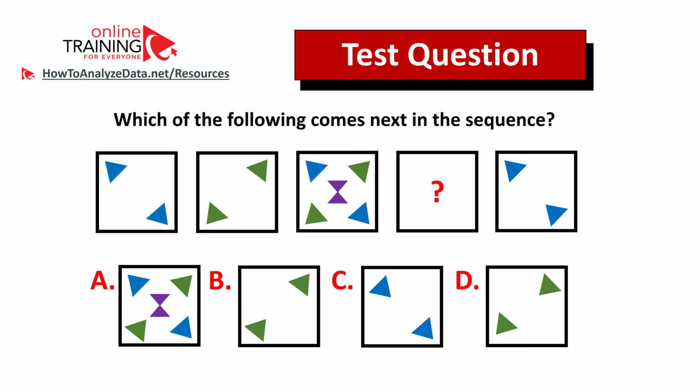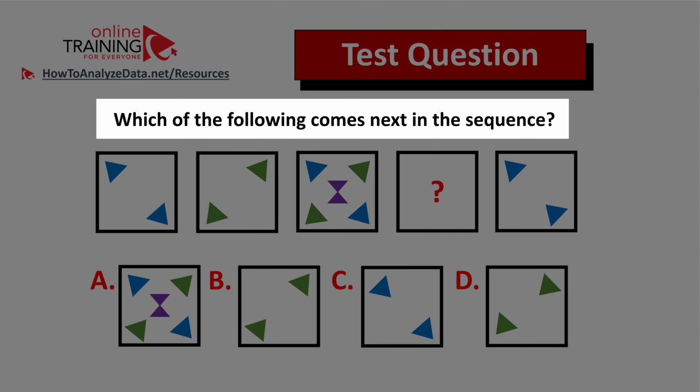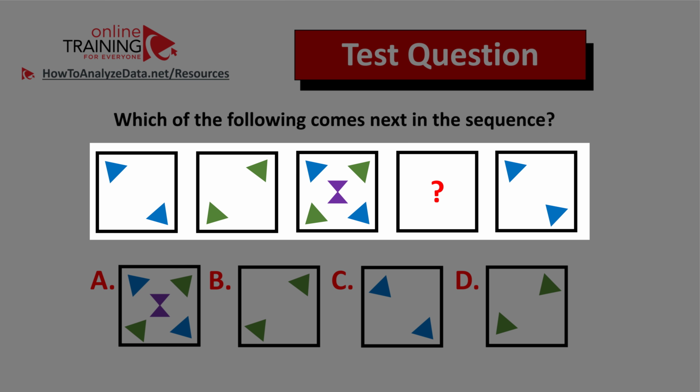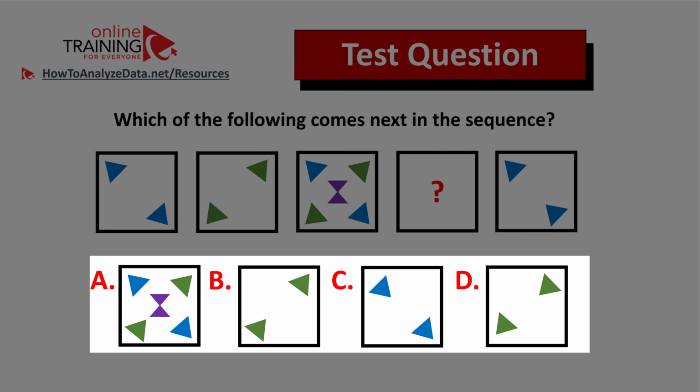Here's an interesting question which tests your knowledge of pattern recognition, logical reasoning, as well as analytical skills. Which of the following comes next in the sequence? You're presented with the sequence of 5 squares, which have triangles inside. One square is missing triangles, and you would need to make a selection of which square is missing out of 4 possible choices. Choices A, B, C, and D.